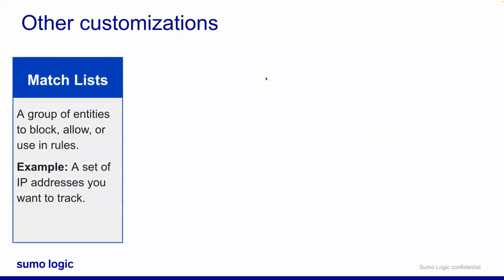First one's a match list. Match lists are going to allow you to group entities in Cloud SIEM that are being used in rules, very similar to an allow list or a deny list. Cloud SIEM comes with dozens of standard match lists, but you can create your own.